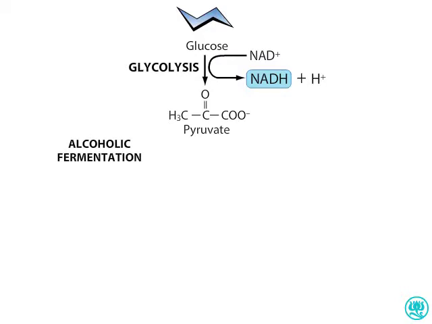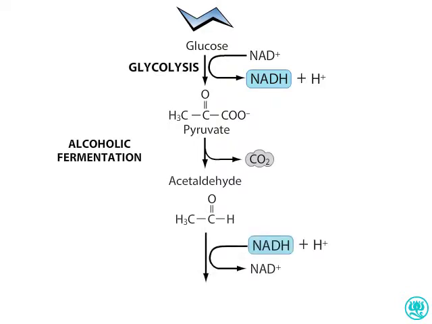In alcoholic fermentation, enzymes first remove carbon dioxide from pyruvate, forming acetaldehyde, then transfer electrons from NADH onto acetaldehyde, forming ethanol. In this way, NAD+ is regenerated.